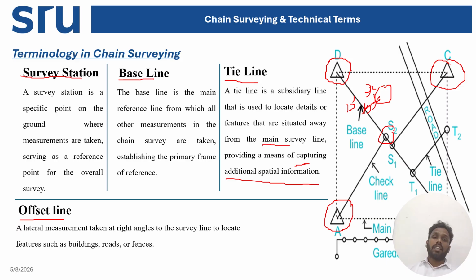Then offset line is a lateral. If this tie line is marked as a right-angled triangle for your existing baseline, then that line is called an offset line. Right. You can see here, there is one tie line connecting between your major tie line and the boundary line. There is a road in between, so to indicate that they have connected this. So when you are doing these measurements with respect to your baseline at 90 degrees, that is called an offset line. This offset line is used to indicate any existing structure which is located on the map. Okay, right? So this is your offset line.